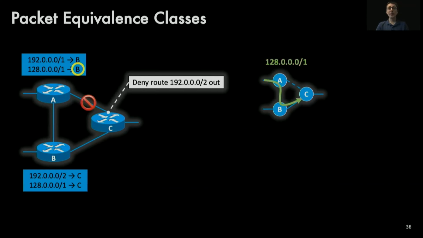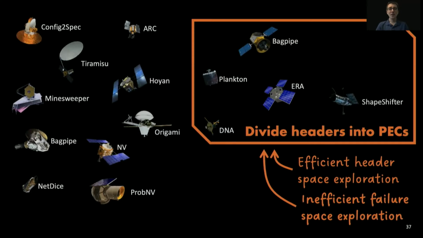However, if the link between routers A and C fails, then A's forwarding entry for 128/1 is updated to forward packets through B. Now there's just a single forwarding path for all packets destined for the 128/1 prefix. This demonstrates that packet equivalence classes aren't the same across all failure scenarios. So if we use verifiers which divide the header space into packet equivalence classes, we must iterate over every failure scenario of interest in order to explore the product space, and this is inefficient.